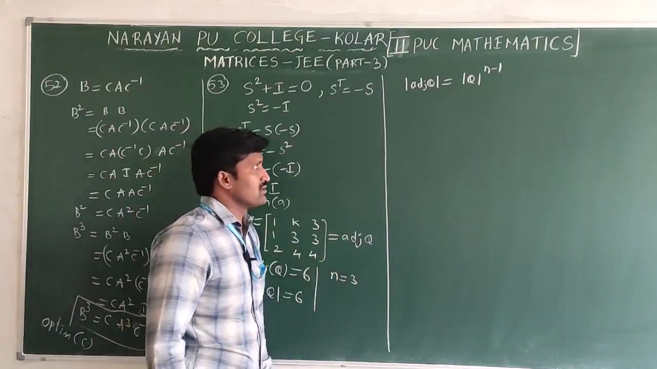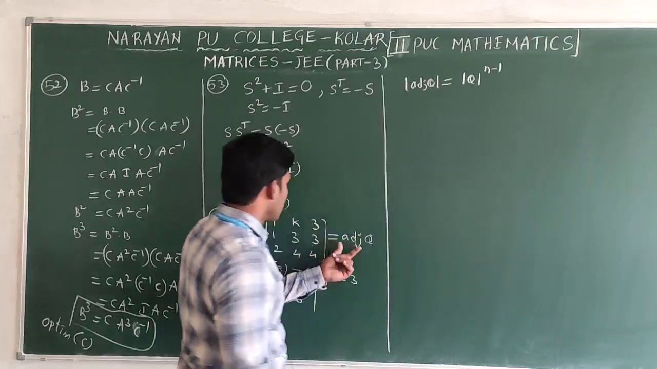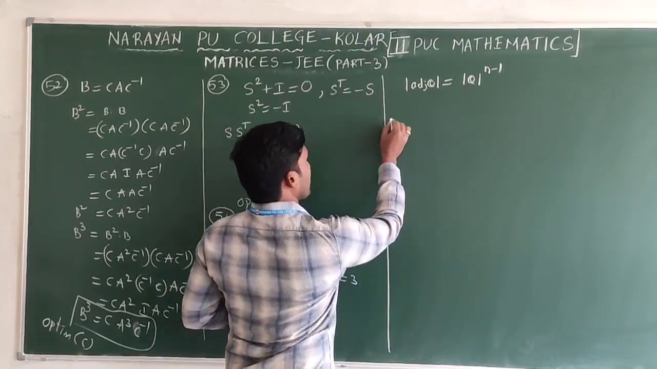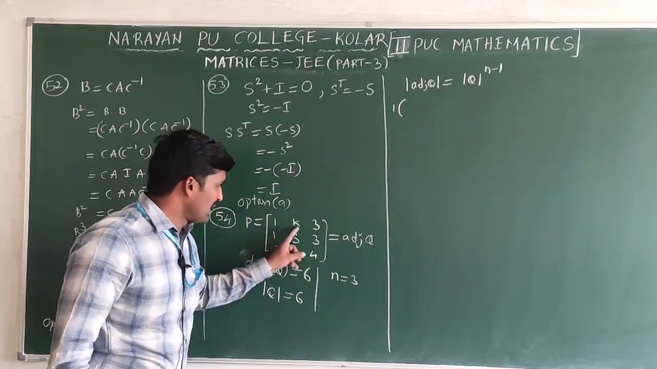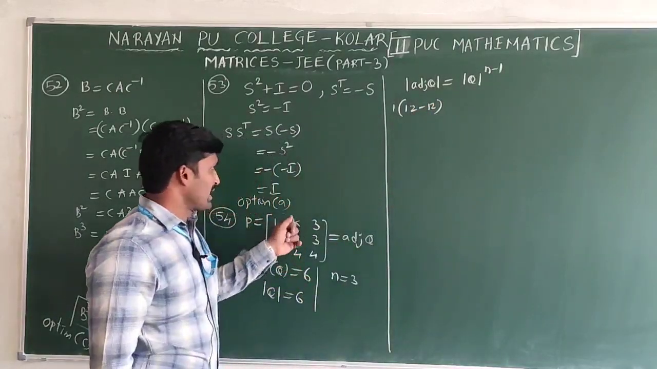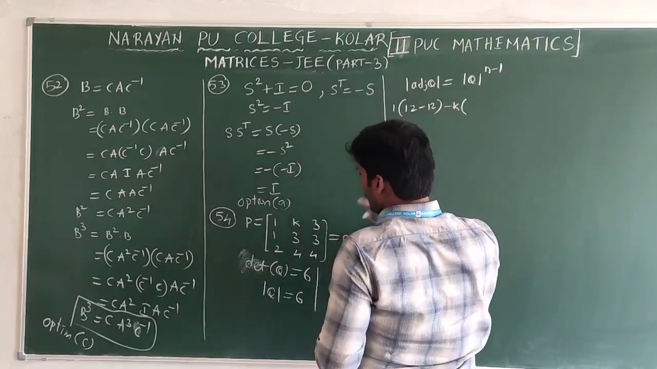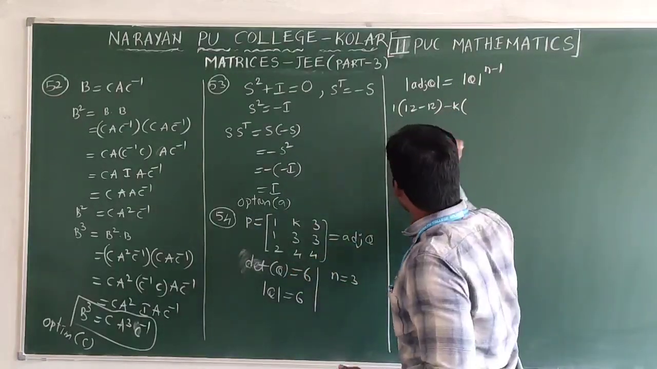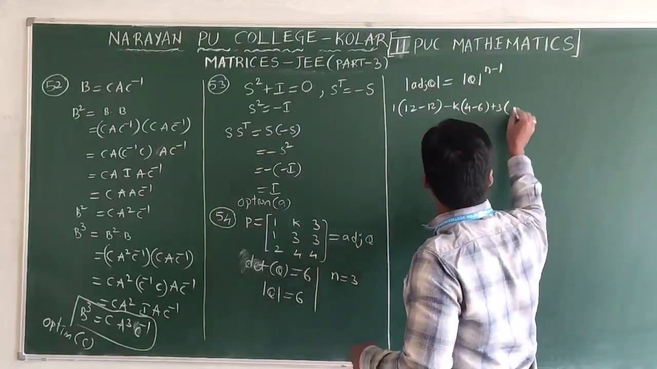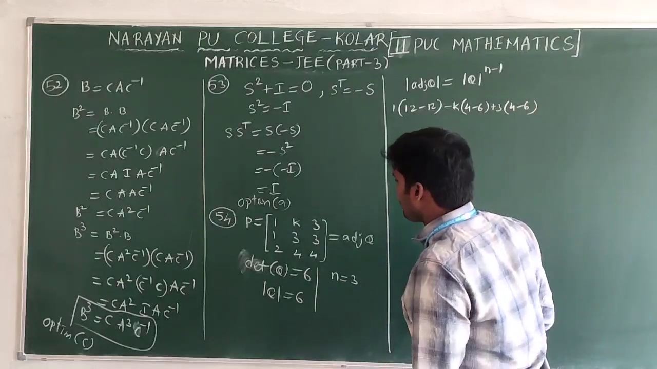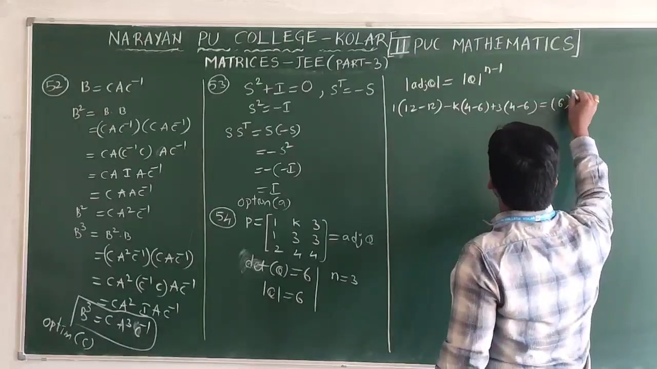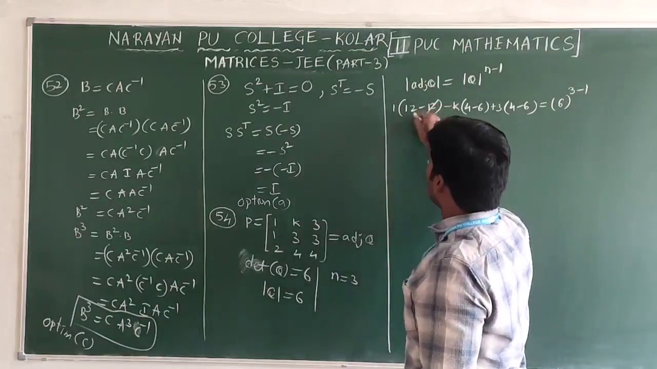Order is 3. Now det of adjoint A, how to find it, because they already gave the matrix adjoint A. Now find the det of this matrix. 1 into, by deleting its row and column, 3 fours are 12 minus 12. Next minus K into, by deleting its row and column, 1 into 4, 4 minus 6, plus 3 into, 4 ones are 4 minus 6 again, equal to det Q. How much is given already? 6 power n minus 1, n value is 3 minus 1. 12 gets cancelled.